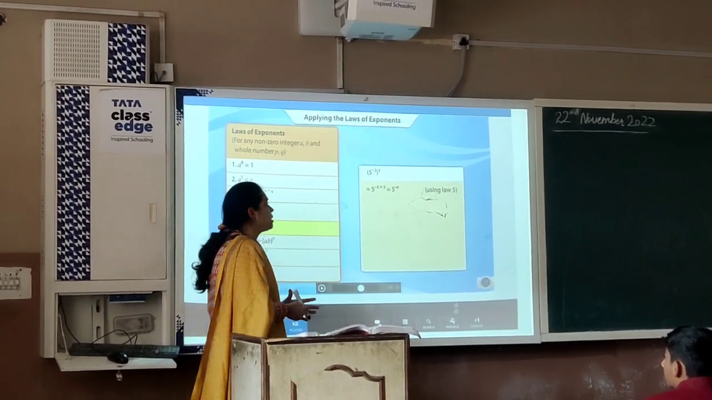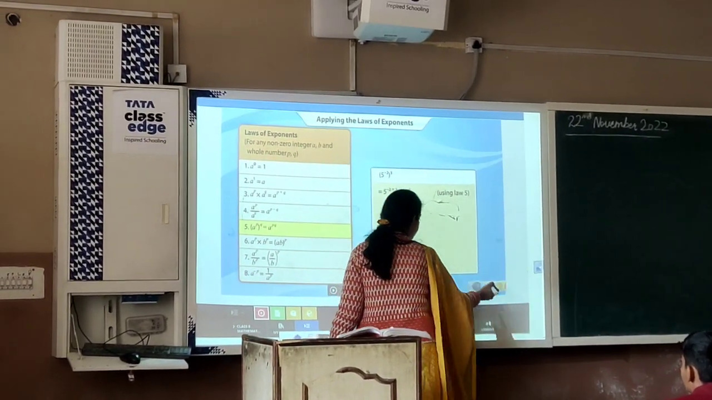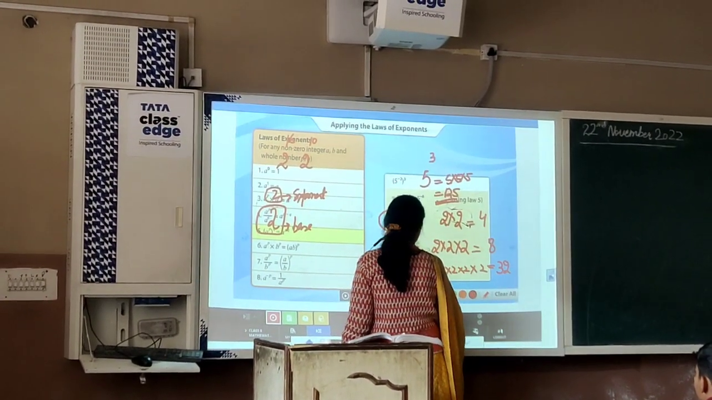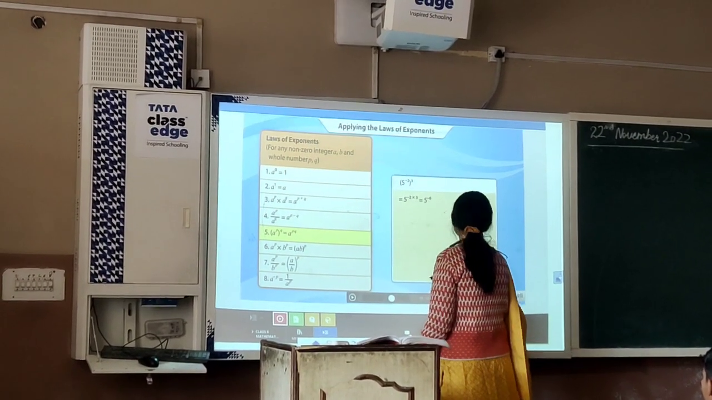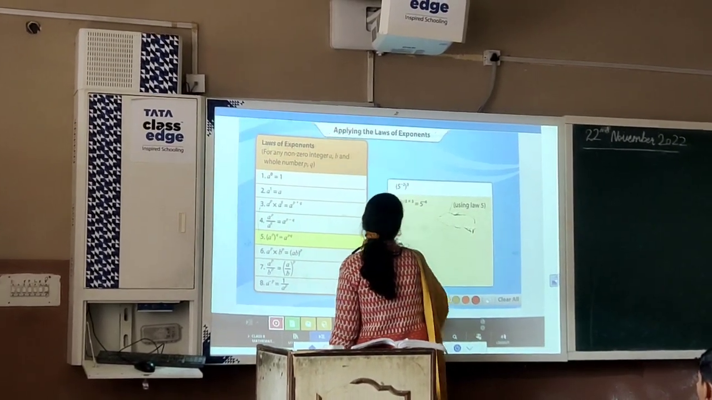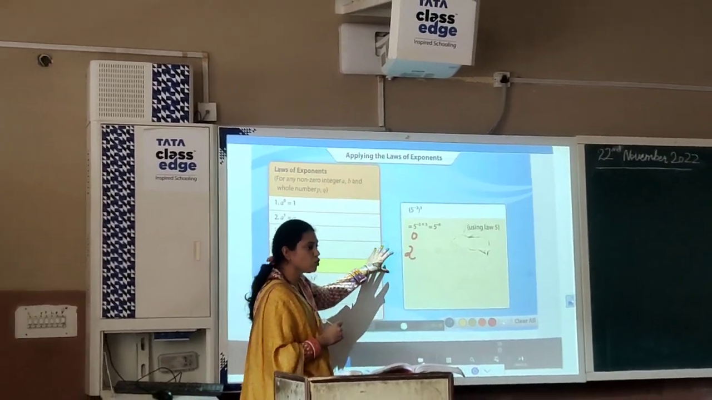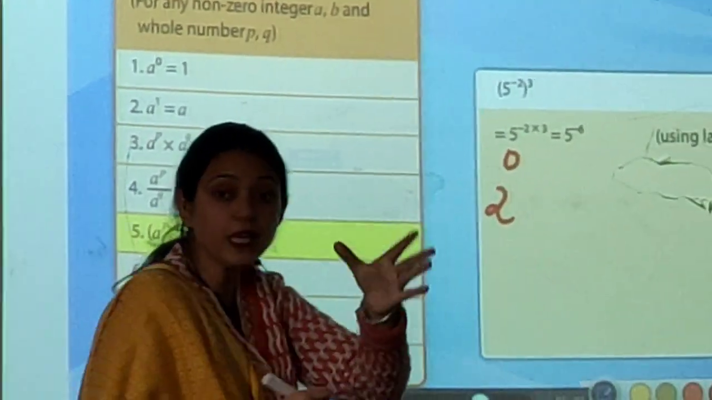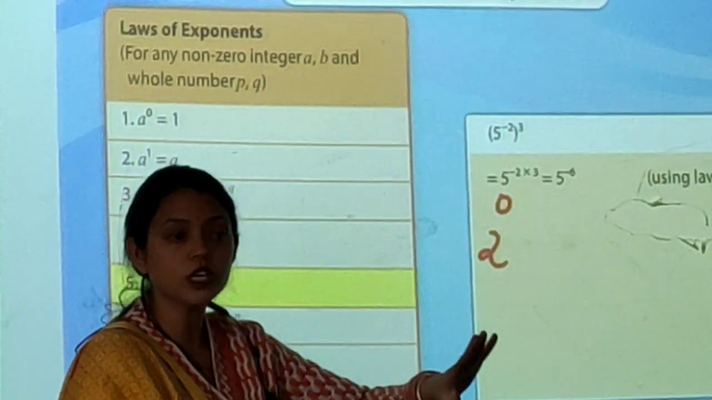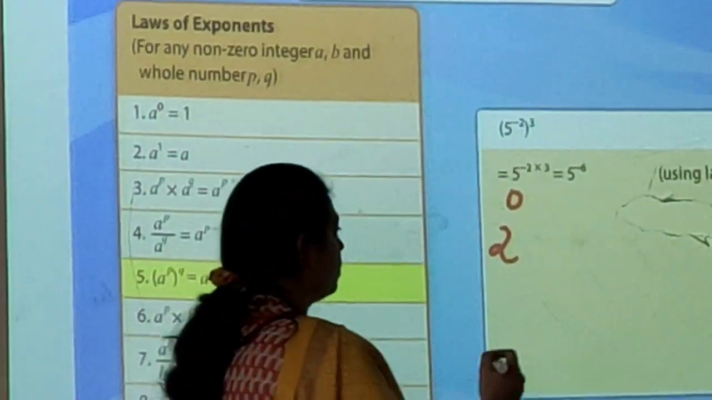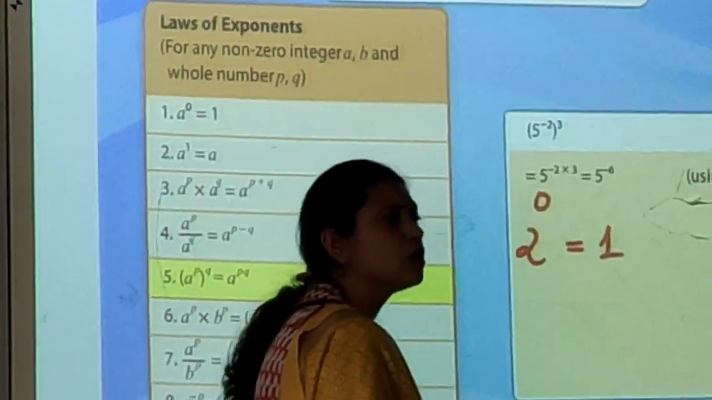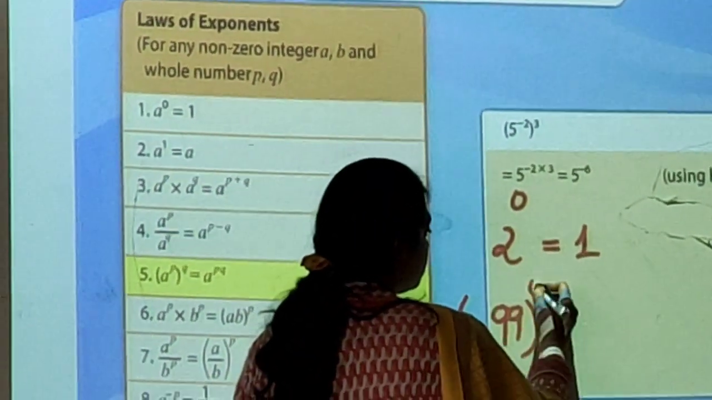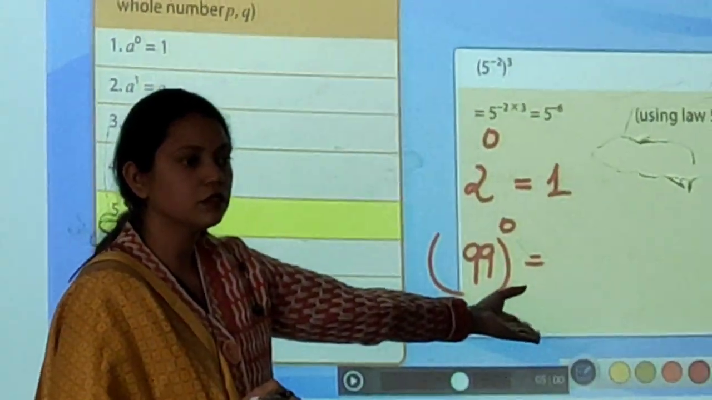Okay, I am going to explain with an example. Suppose I have the number 2 raised to power 0. Suppose this is a base 2. Any base raised to power 0 is always equal to 1. Now, what's the answer? 1.